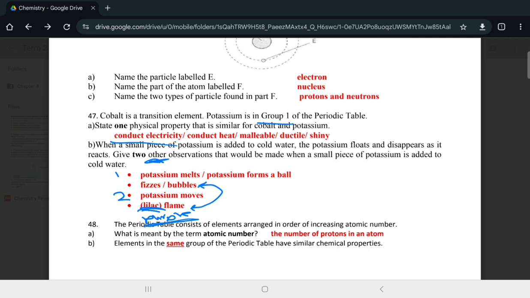Effervescence means the fizziness or bubbles. When you open a soda can, for example, these bubbles, it's carbonated. It's called effervescence. Okay, or fizziness or the bubbles. And these bubbles that are released, in this case of potassium added in cold water, I think, if I'm not mistaken, it's hydrogen that is released.